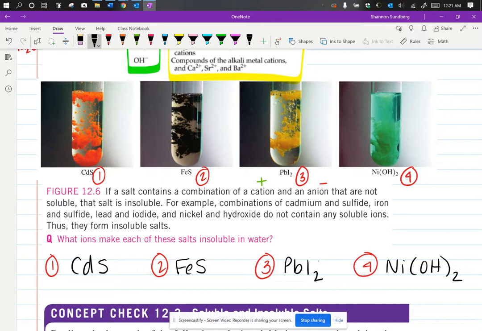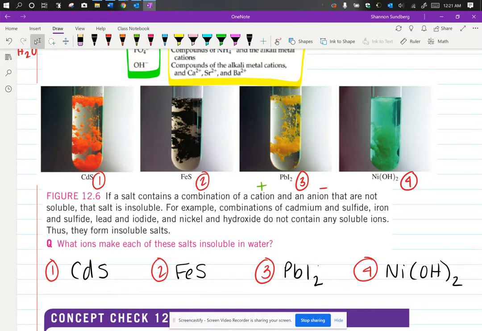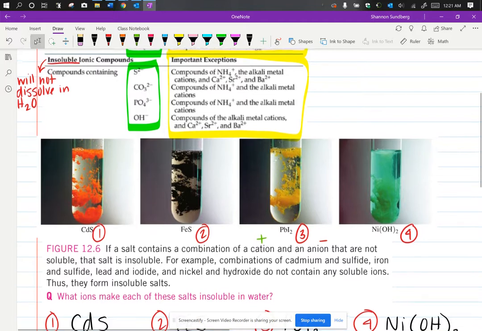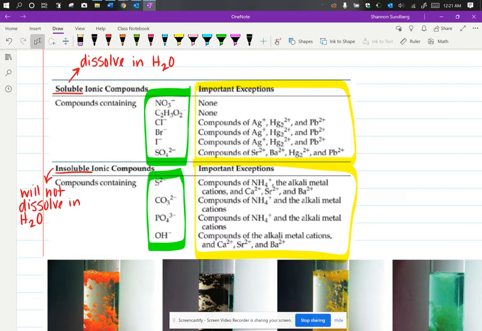If we look at that first test tube with the orange chunks in there, what ion is making each of these salts insoluble? Well, if we check out our chart up here, we're looking at cadmium and sulfide. Sulfur, that's the anion. So I need to look in my green boxes here to see if I see sulfur anywhere. And I do, right here at the bottom. So sulfur, in general, is insoluble. So if another substance is paired up with sulfur, it's insoluble.